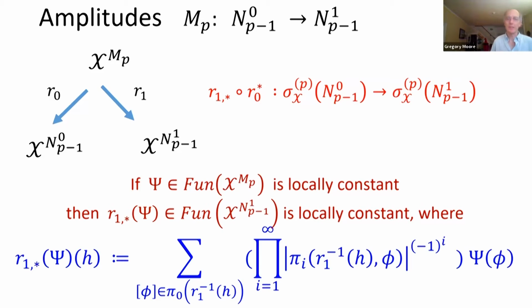It has connected components. For each connected component, I choose a representative and I evaluate psi on that representative. Since psi is locally constant, it doesn't matter which one I choose. And I weight it by this alternating product of the orders of these homotopy groups. This is called the homotopy cardinality.